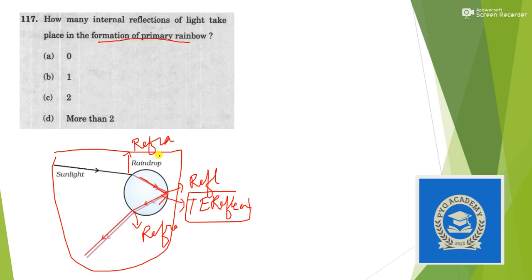So there is a difference between refraction and reflection. It is asking about reflection. How many internal reflections? There is only one internal reflection, so the answer is option B.